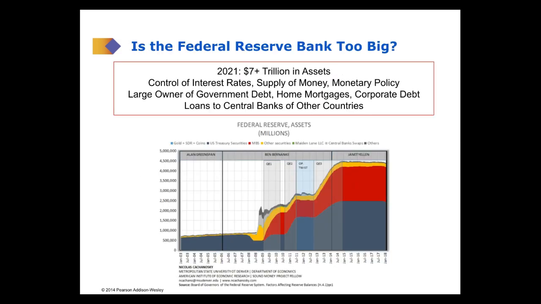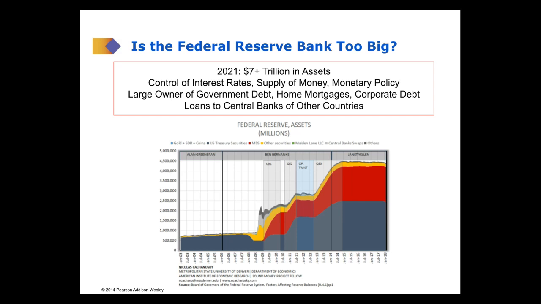Now, we have to ask ourselves, is the Federal Reserve Bank too big? In 2021, the Fed has $7 trillion in assets. The Fed controls interest rates. They control the supply of money and monetary policy. They're a large owner of government debt, probably the largest owner.